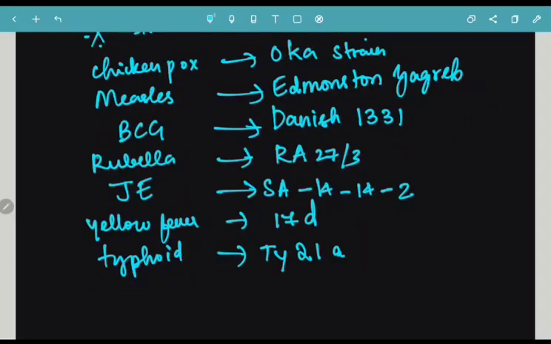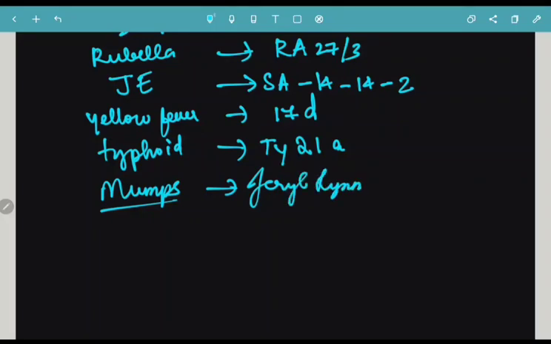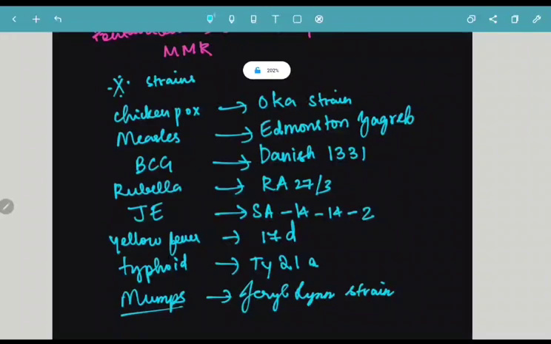TY21A strain. So next, very important, mumps. For mumps we use the famous Gerald Lynn strain. Okay, for mumps it is going to be Gerald Lynn strain. For malaria RTS, okay, it's not very important. Yeah, just remember these strains alone.